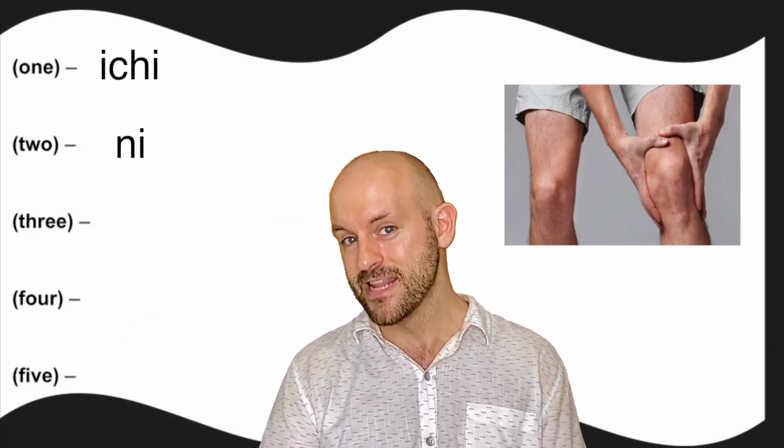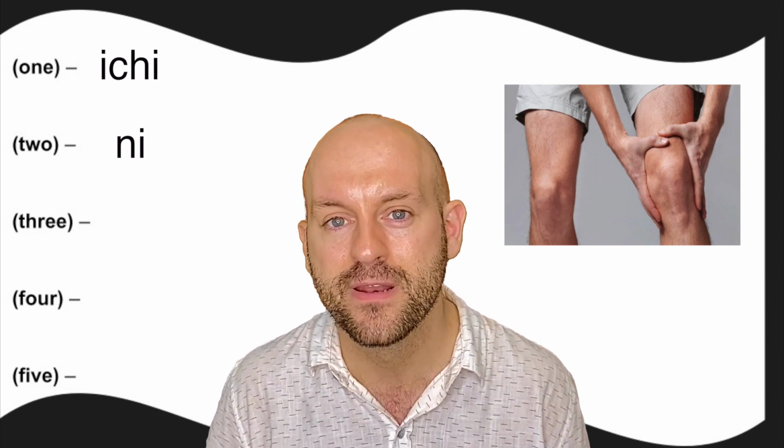Let's try this association technique together by learning the first 5 numbers, 1, 2, 3, 4, and 5 in Japanese. 1 in Japanese is ichi. 2 in Japanese is ni. 3 in Japanese is san. 4 in Japanese is yon, and 5 in Japanese is go.